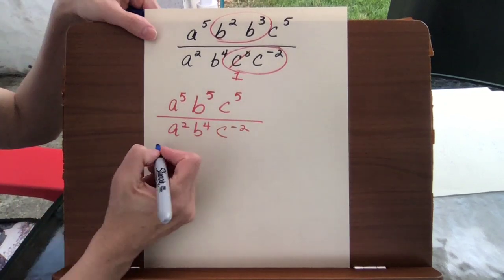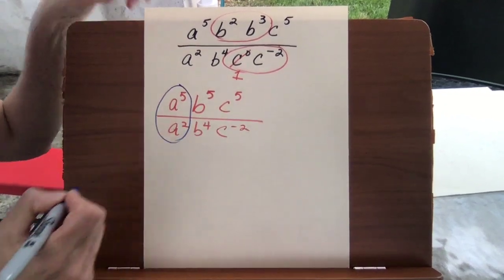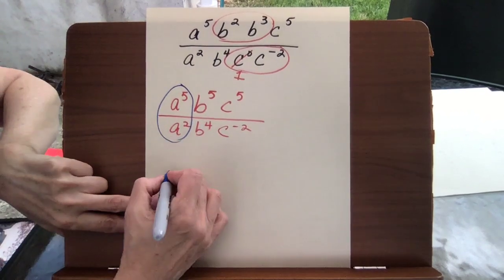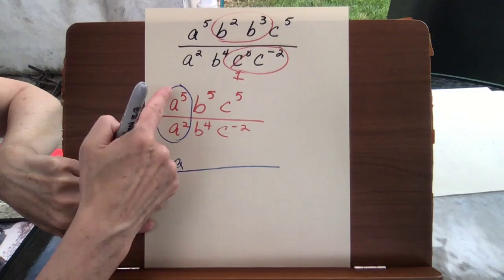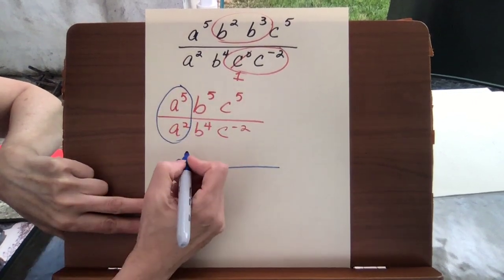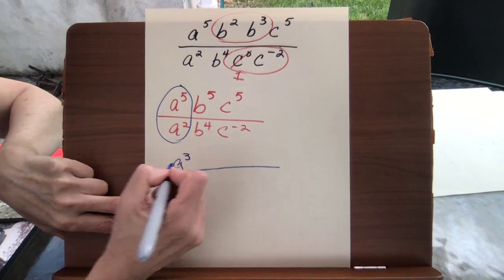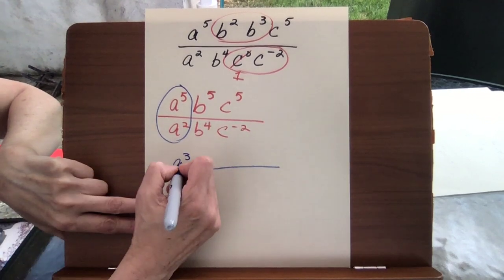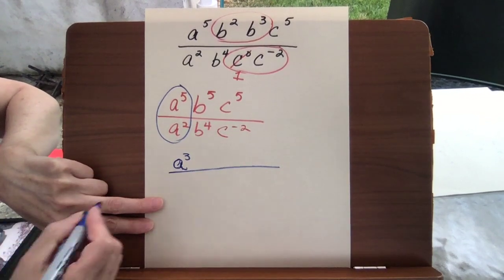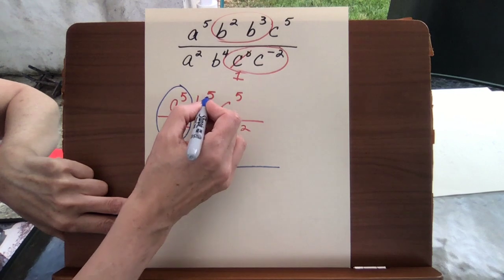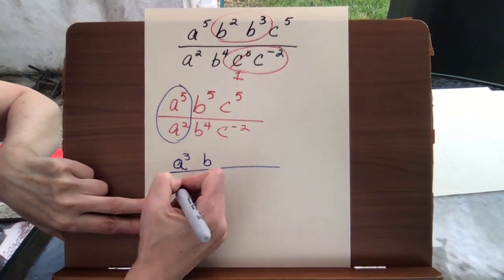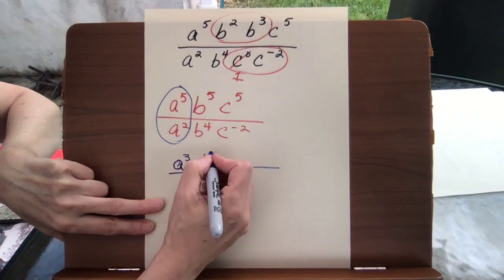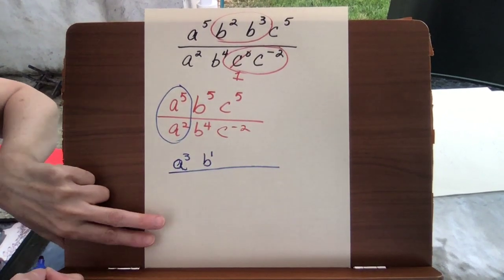All right, let's work the a's. Division of the a's, a to the 5th divided by a to the 2nd. Subtract your exponents, keep it in the numerator because the 5 is larger in the numerator, so it becomes a to the 3rd power. Okay? B. This is b to the 5th over b to the 4th. 5 is larger, so we keep the b in the numerator. 5 minus 4 is 1. So that's the power on b.